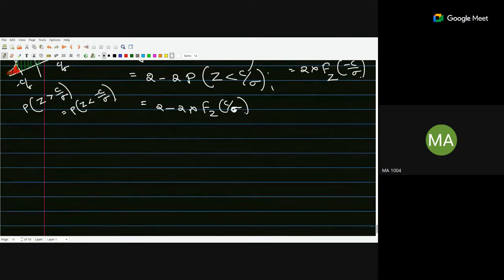So this is how we compute the alpha. And again, in real life problems, you will see alpha is given to you and you have to conclude for that particular alpha whether you are going to reject or accept. Okay, so this is for mu.